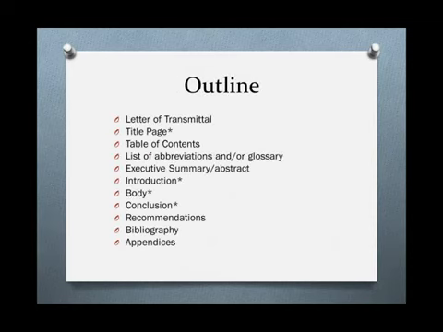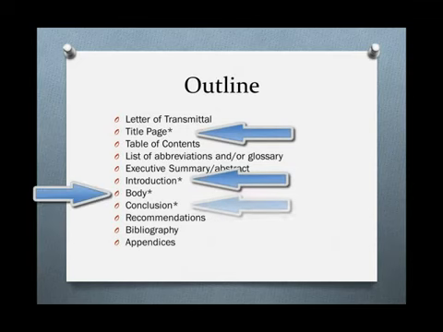You have letter of transmittal, title page, table of contents, list of abbreviations and/or glossary, executive summary or abstract, introduction, body, conclusion, recommendations, bibliography, and appendices. The minimum requirements you need for a structured report are title page, introduction, body, and conclusion. The other sections can be useful, but are not necessary.